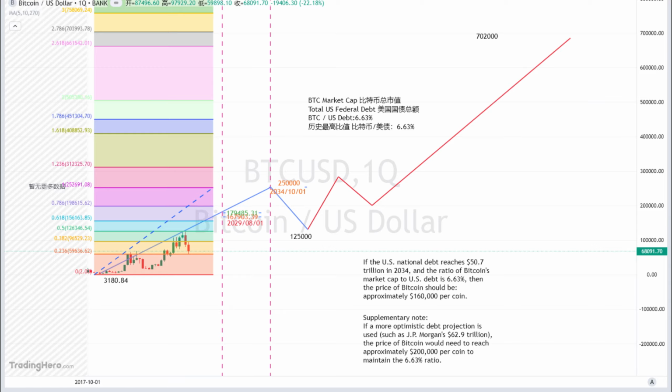From $2 to $250,000, drawing a Fibonacci retracement, the 2.618 level is around $660,000, and the 2.786 level is around $700,000. As for this $700,000 per coin, it's so far in the future that I don't know if I'll still be around. For now, we have to take it one step at a time. When buy points appear, build positions in batches.